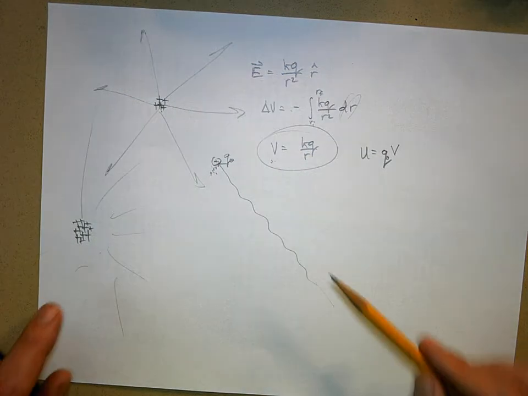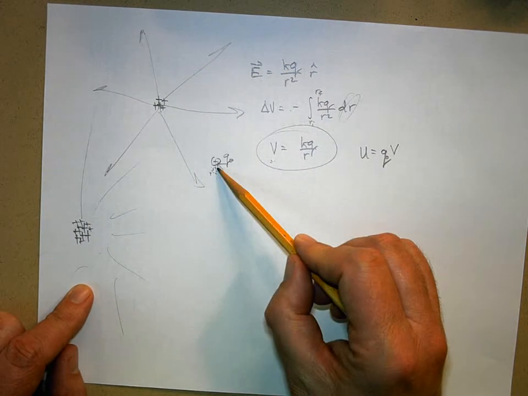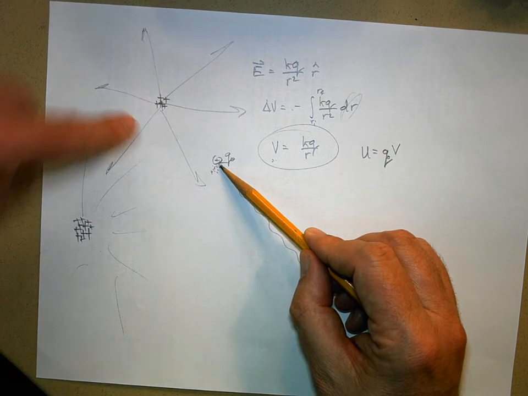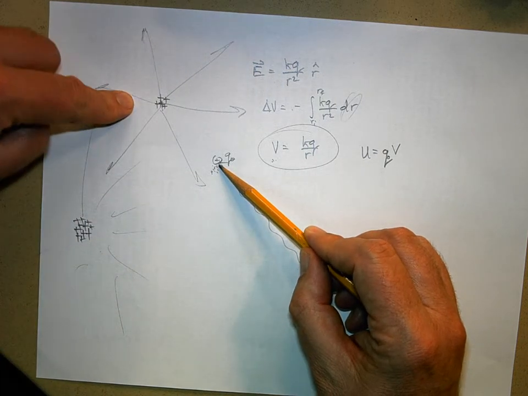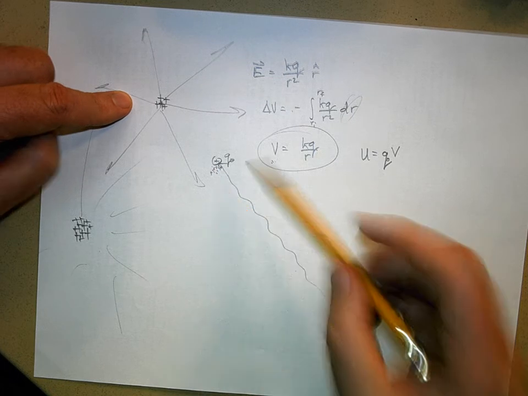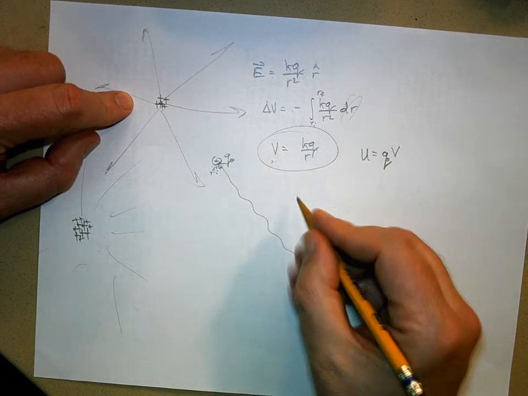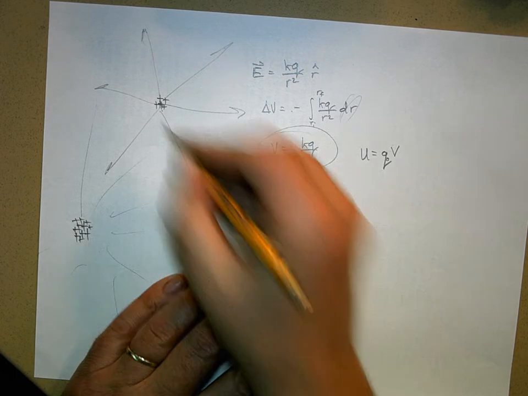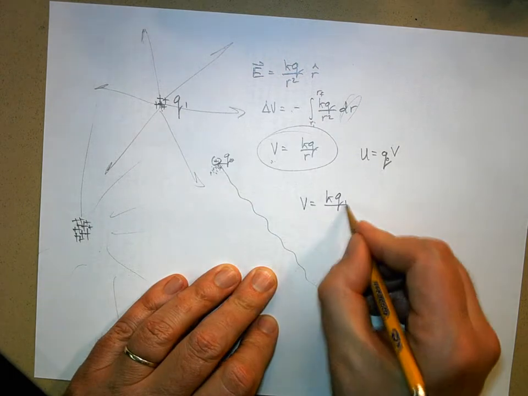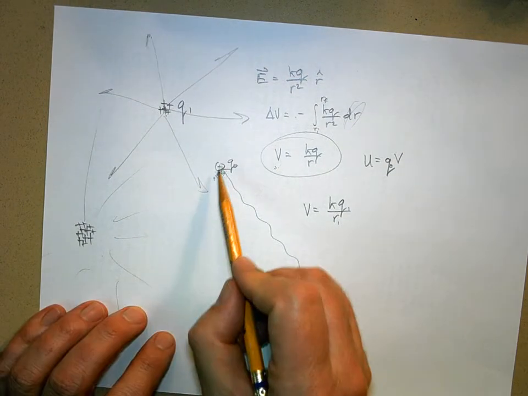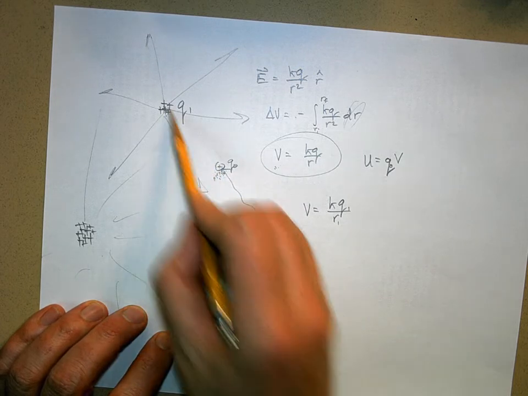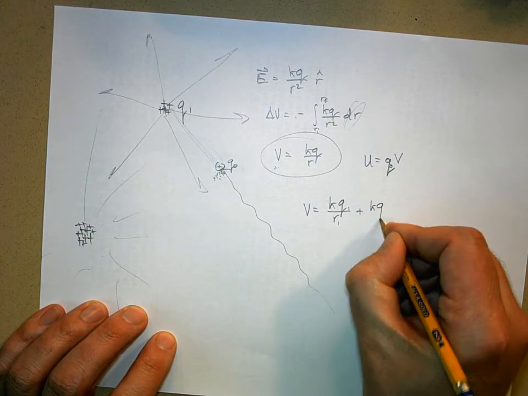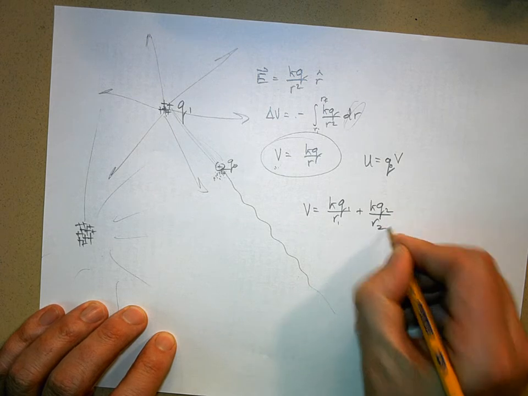I have to do work now to get to this location in space against the field of this charge and the field of this charge. And the nice thing is we just add them together. So how much potential is right there? V equals K Q1, we'll call this Q1, over R1, that is the distance from my test charge to Q1, plus K Q2 over R2. We just add them together.